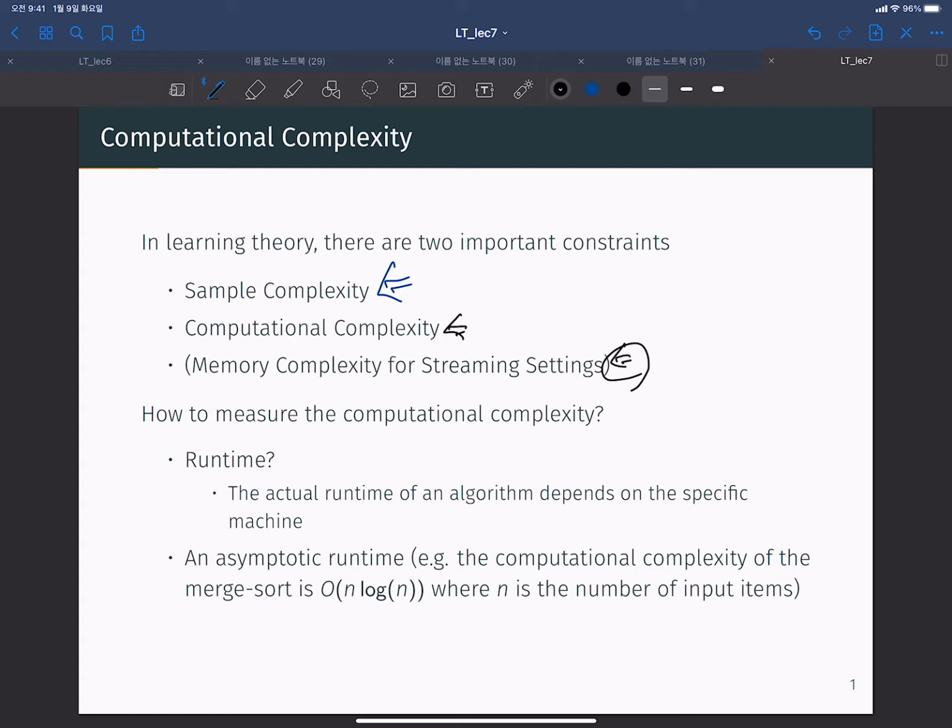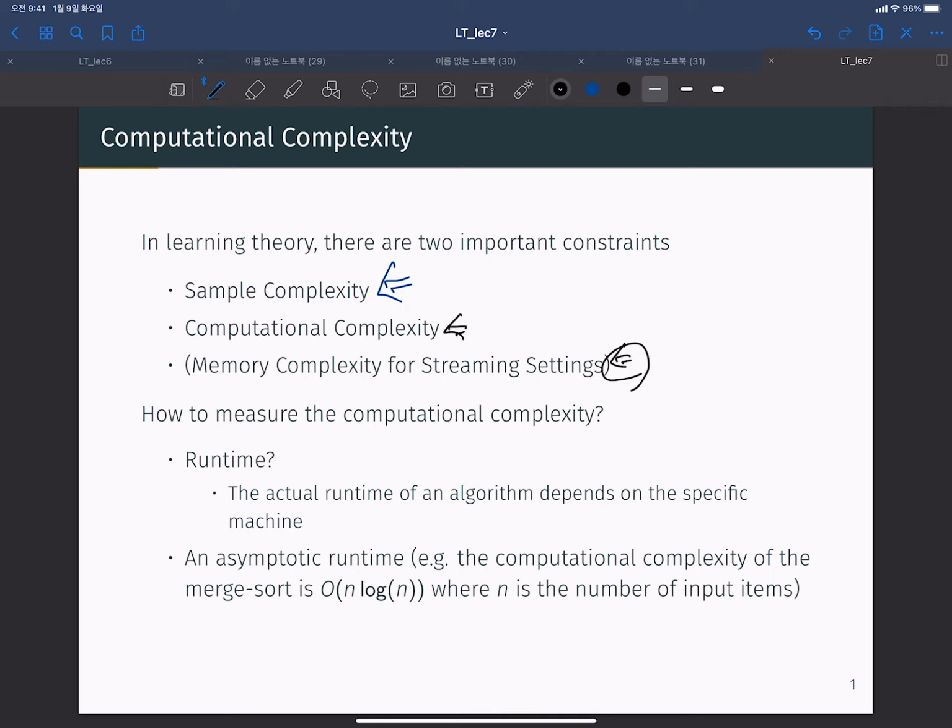But today we focus more on computational complexity, how much computation we need to finish our training. So how to measure the computational complexity? Well, the most direct idea is runtime. We can check the physical time with something like a stopwatch. We can use a stopwatch from the start of the training to the end of the training, and see how much time we have to spend to finish the training. That is one computational complexity measure.